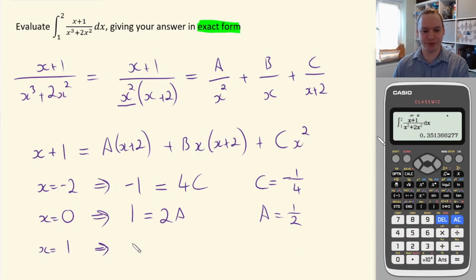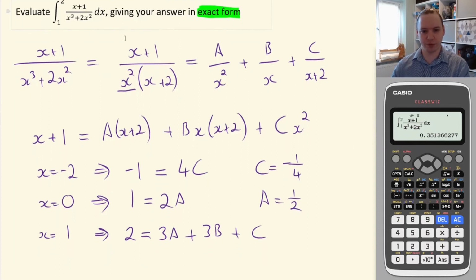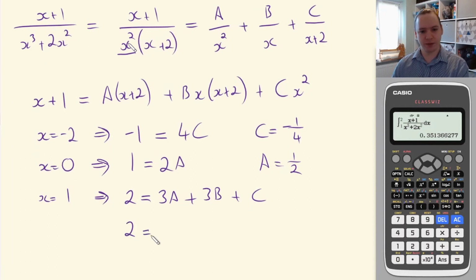But if I pick 1, because 1 is nice and easy to work with, 2 equals 3a plus 1 times 2 times 3, sorry, so 3b plus c. And then we can do a little bit of work here. A is a half, so let's make a little bit more room here. 2 equals 3 over 2, 3 halves, plus 3b minus 1/4. So 3b must be equal to 2 take away 3 over 2 plus 1/4.